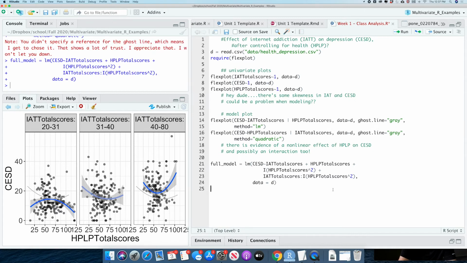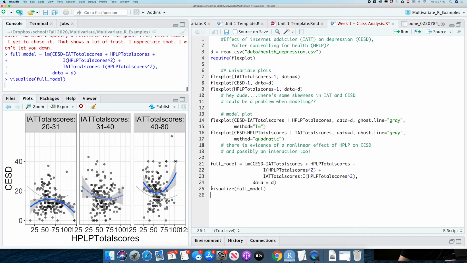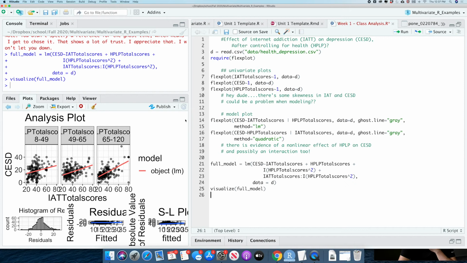Now, most people would start, not even with this because they don't have the visuals to inform them, but they would start with the full model and then immediately compute the estimates. But I don't even know if these estimates make sense. So first, I visualized it here. Now I fit a model and I want to see the visual representation of that model. So to do that, I go visualize full_model. And this is what we get.